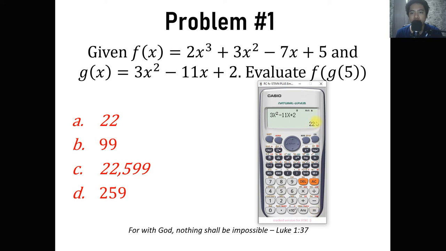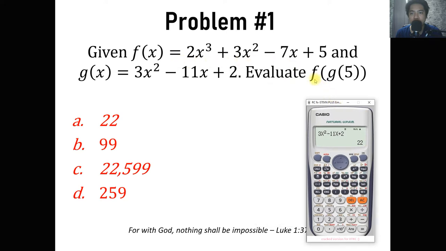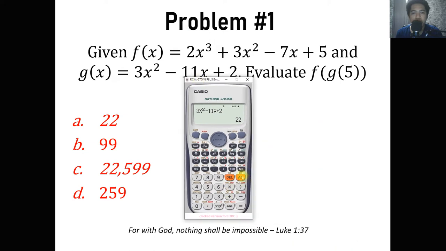And this 22 is what we are going to input to the f of x because it is f of g of 5. So after we have computed g of 5, whatever the value is, we're going to substitute this value into the given f of x. So we have this, that's 22. We can just memorize it, 22.